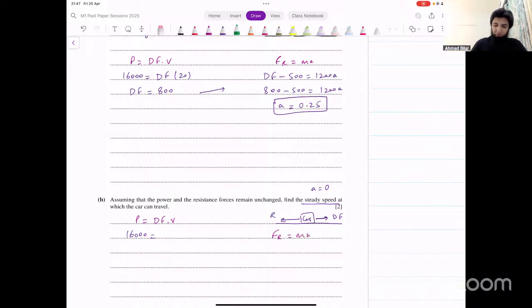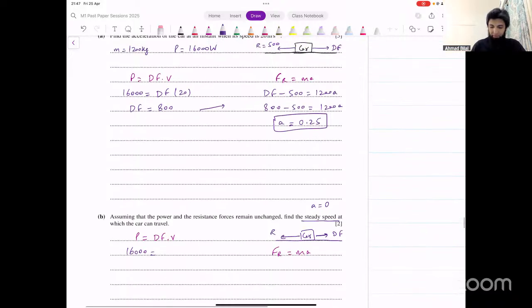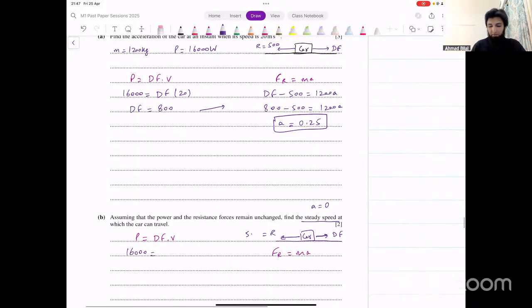The forward, wouldn't it be 500 as well? If the resistance is 500, then the driving force should also be 500, right? Yes, in this case, it will be 500 because of the steady speed. Since acceleration is zero, when we apply Newton's second law of motion, it turns out to be 500. So you can do it directly as well.